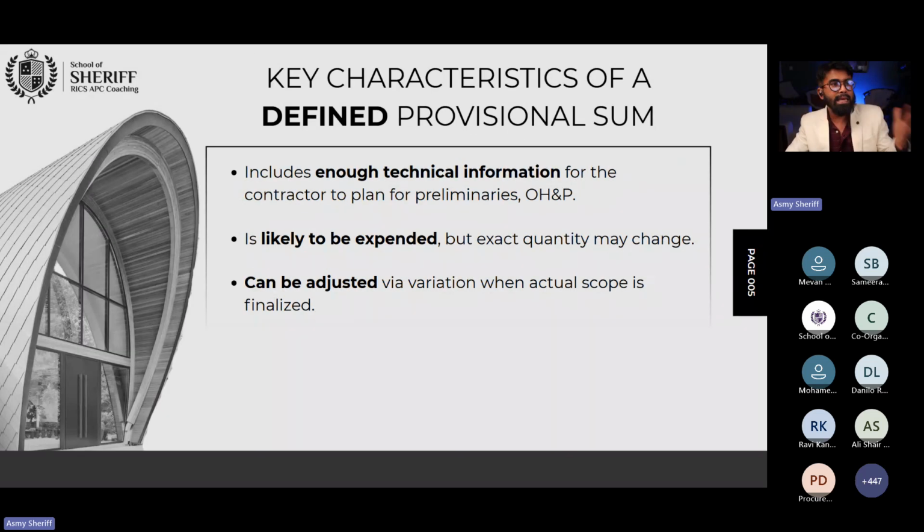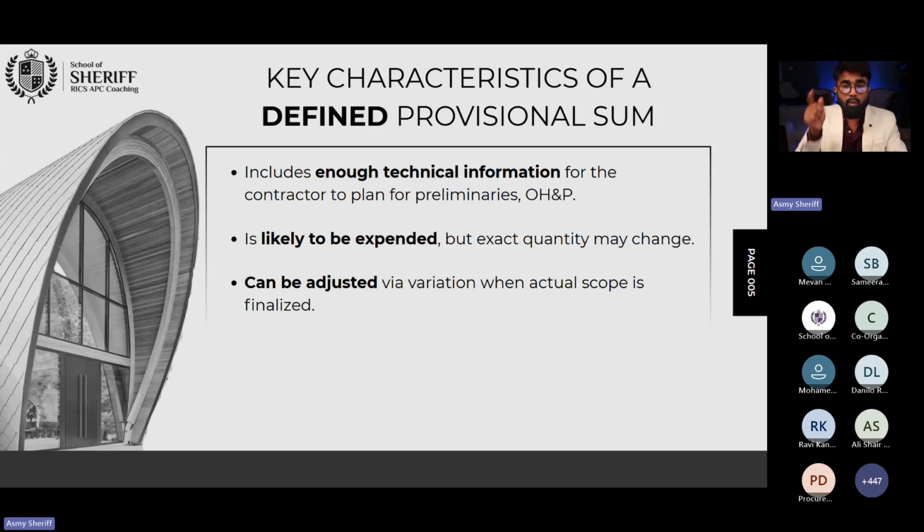What are the key characteristics of defined provisional sum, before we move to undefined provisional sum? The first one: a defined provisional sum will provide you enough technical information. It's not going to be very detailed, but it will give you enough information to identify the plan, program, preliminaries, as well as your overhead and profit. From that, you can identify what additional general requirements are needed.